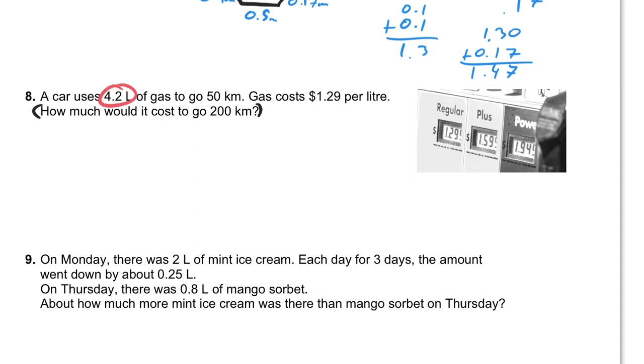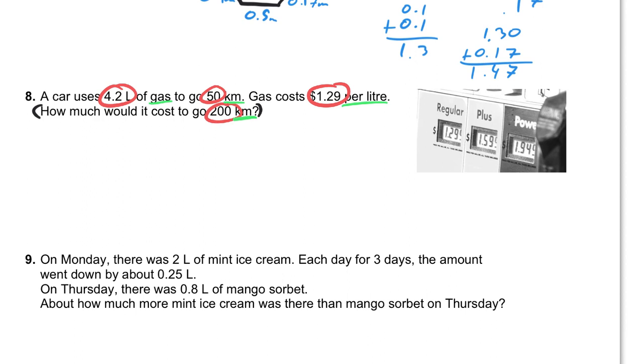Next step, circle the important numbers. Looks like we've got a bunch of important numbers here. Then we say, what are those things? The 200 refers to kilometers. The 1.29 refers to per liter. The 4.2 liters refers to gas. And the 50 refers to kilometers. So we've now understood the question.